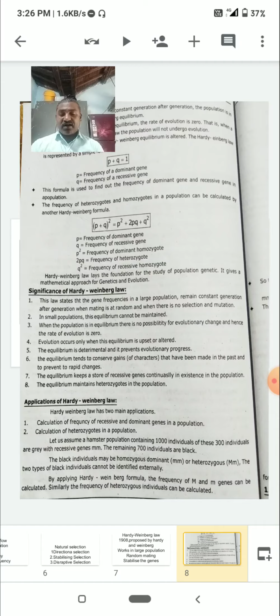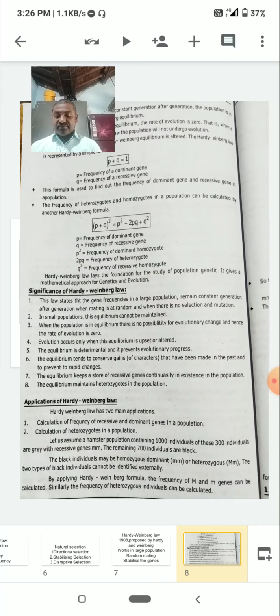So, application of Hardy-Weinberg law: calculation of frequency of recessive and dominant genes in a population, and calculation of the heterozygous population. So, let us assume a hamster population containing 1000 individuals. Of these, 300 individuals are gray with recessive genes, small m. The remaining 700 individuals are black.